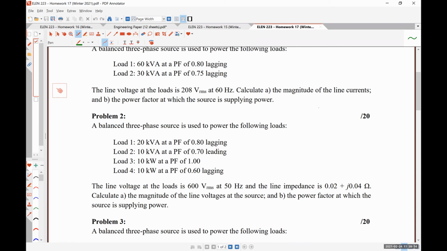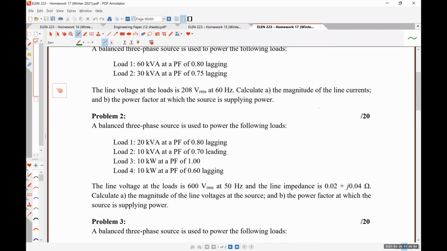Here's one thing that's going to be potentially tricky. We're given that the line voltage at the load is 600 volts with no phase angle, so all we know is the magnitude. We're effectively going to have to assume a phase angle for one of them, and then everything else is going to be based off of that. The reason I say that is, well, maybe not.